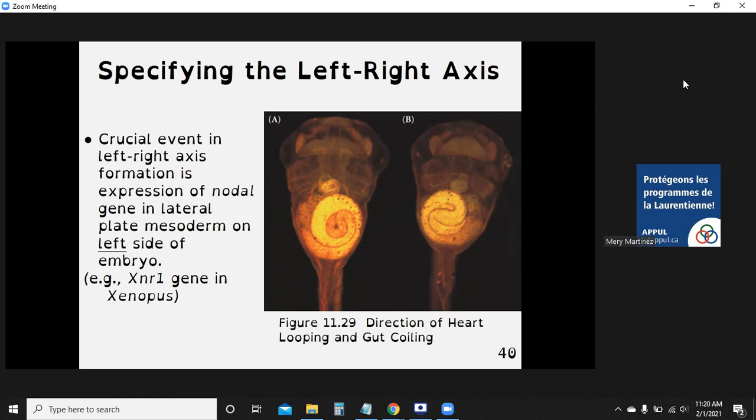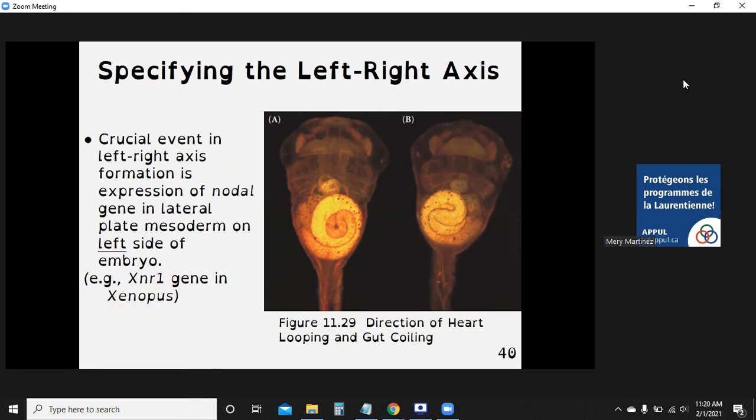In all vertebrates, and I have already mentioned this so far, the left-right axis depends on the formation of the nodal gene. It is expressed in the lateral plate mesoderm and is mainly expressed on the left side of the embryo. So the nodal gene is expressed on the left side of the embryo, and this is true for all vertebrates. In Xenopus, nodal is XNR1, as we have mentioned before.